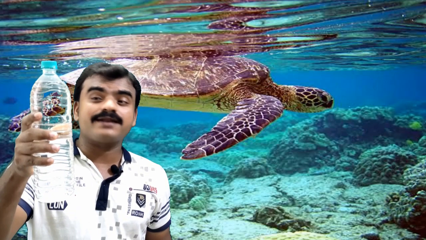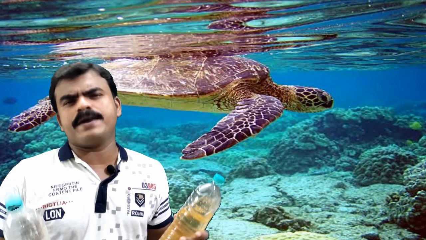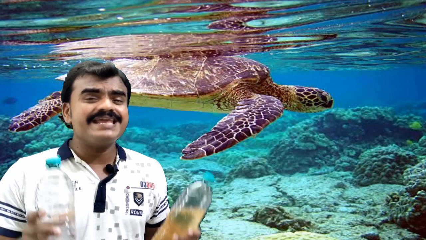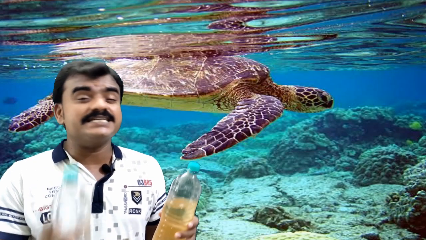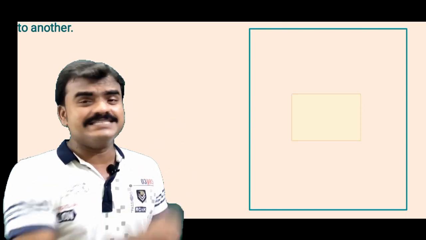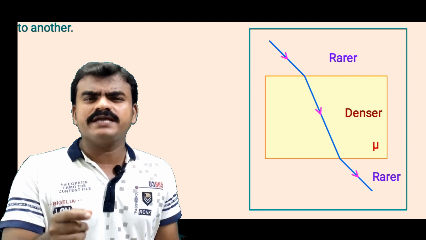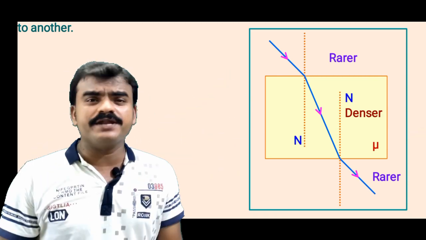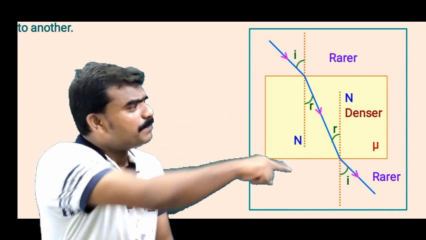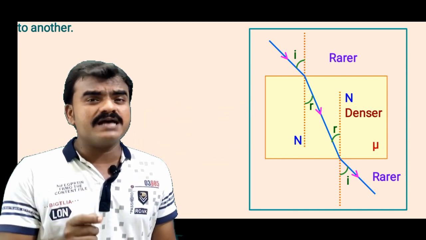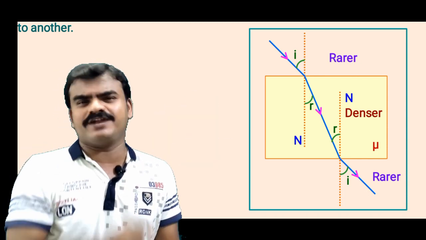For example, air and water, and air and glass also. In these pairs, one should be acting as a rarer medium and another one should be acting as a denser medium. You may look at this: rarer medium, denser medium, and light. If we pass the light from rarer medium to denser medium, the light never goes in a straight line. It will bend. Why? Because each medium has its own property of bending of light.